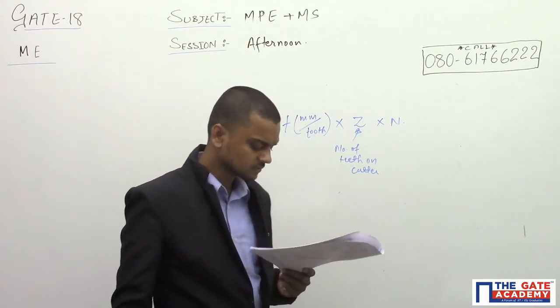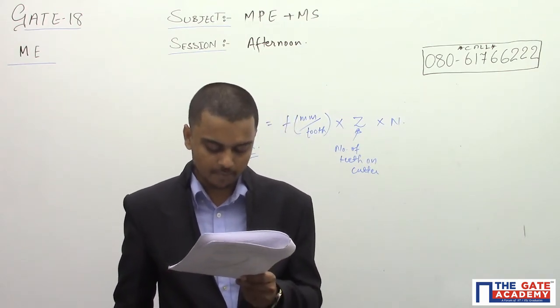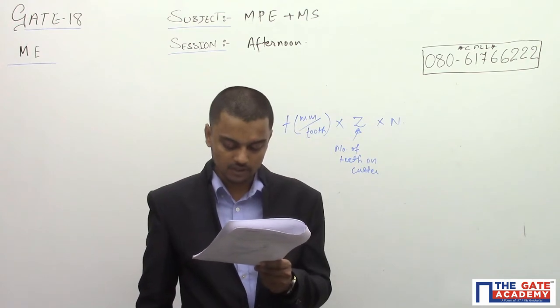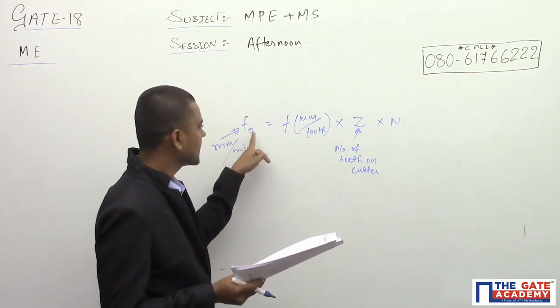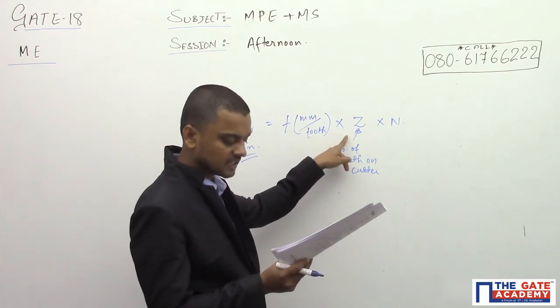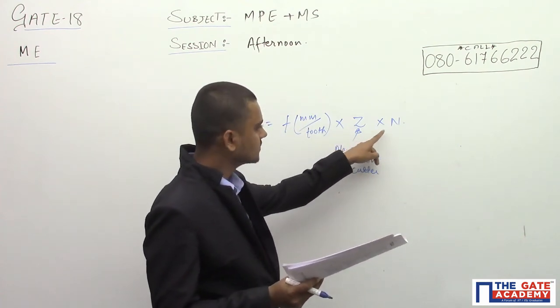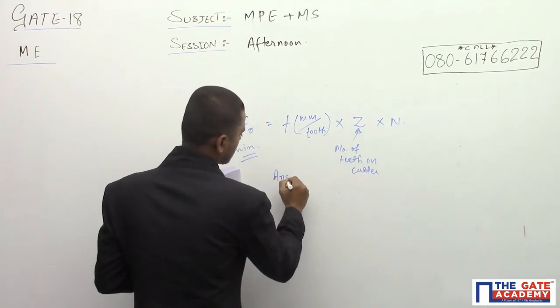So the correct option for this question is the product of RPM, feed per tooth, and the number of teeth in the cutter. So option C, that is feed rate is equal to the feed in mm per tooth multiplied by the number of teeth on the cutter and multiplied by the RPM. So the answer will be C.